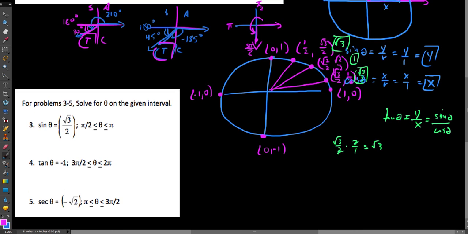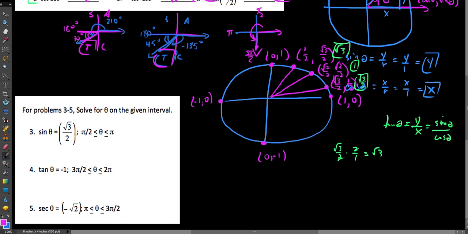So on number 3 here, I'm asking, what angle is it that when I take the sine of it, I get root 3 over 2? But I'm also throwing in the fact that our angle here is between pi halves and pi. So if we were to look at this objectively here, we would say our angle starts in the positive x-axis and is in the second quadrant somewhere.